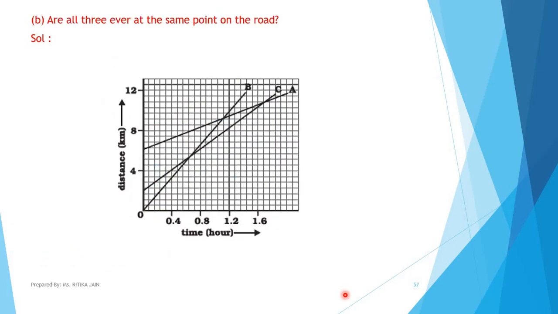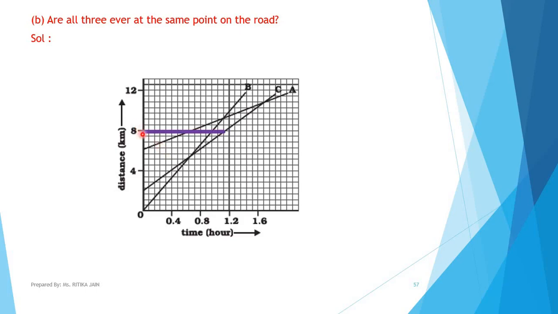Question number 2. In this you have to calculate, are all 3 ever at the same point? Do all 3 ever meet at the same point on the road? It means, do the 3 objects A, B and C meet at the same point on the road? It means at a fixed distance. So how can we do that? What we do, we will draw a line parallel to the time axis. You can take any distance. Here I have taken 8 kilometer.